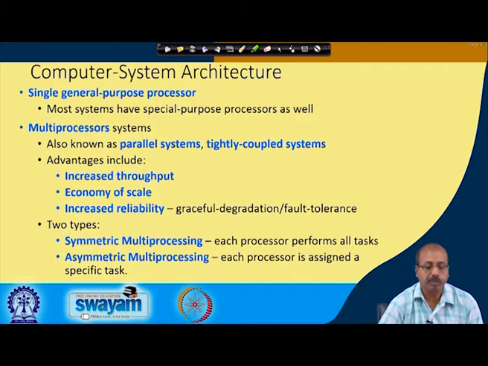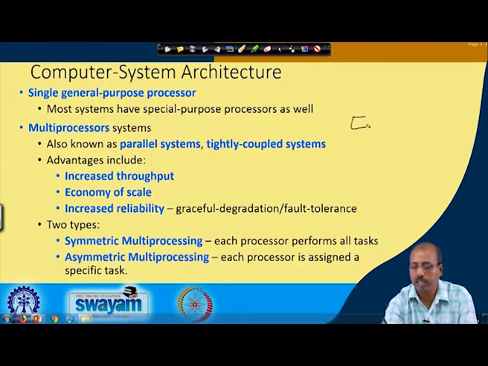The next category of systems is multiprocessor systems. We have multiple processors in the system. They are also known as parallel systems, because they can do several tasks parallelly, and they are called tightly coupled systems because they are part of the same system. In this system we have a number of processors, but they are using some common memory from which they get the program and data. They all access this common memory for getting the program and data.